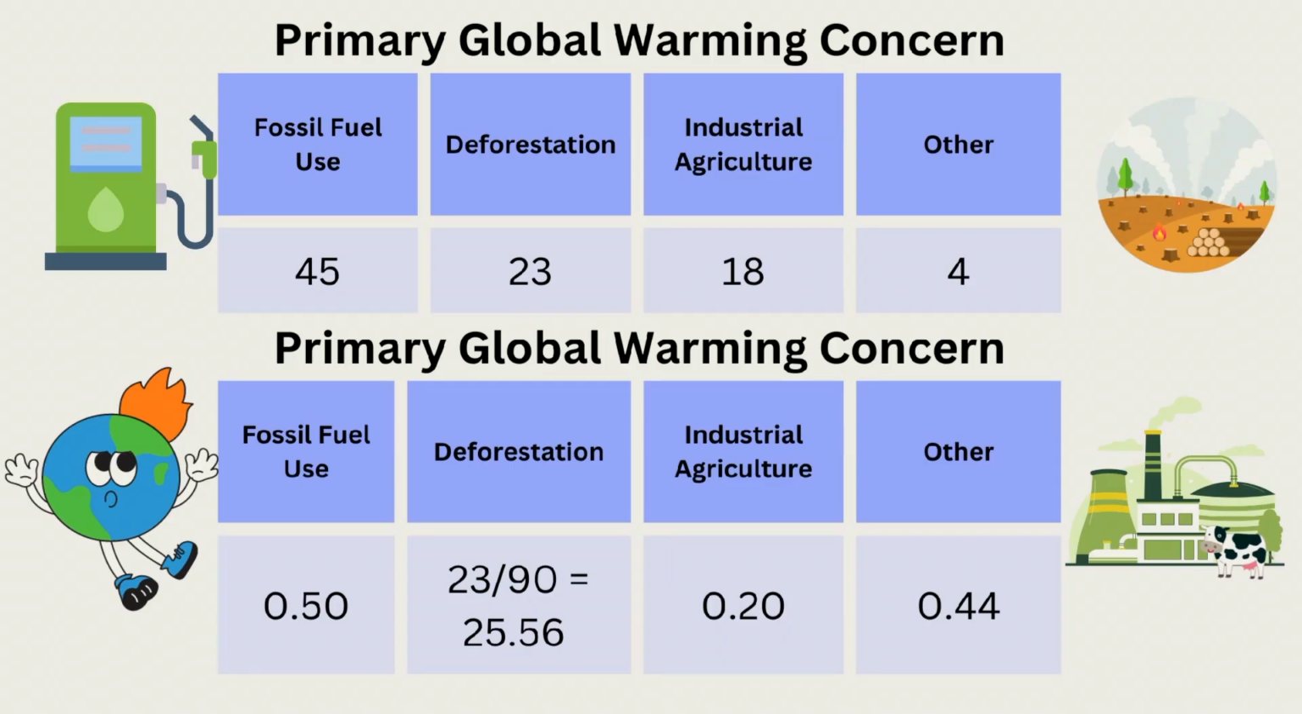We can also create a relative frequency table. This table shows the proportion of each category relative to the total number of responses. It helps us to understand the data in percentage terms. For example, if we have a total of 90 responses, the relative frequency for deforestation would be 23 out of 90, or about 25.56%. It's a great way to see the bigger picture.